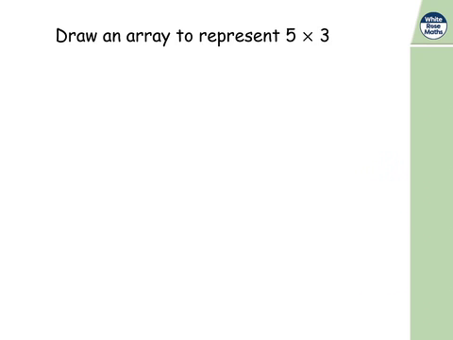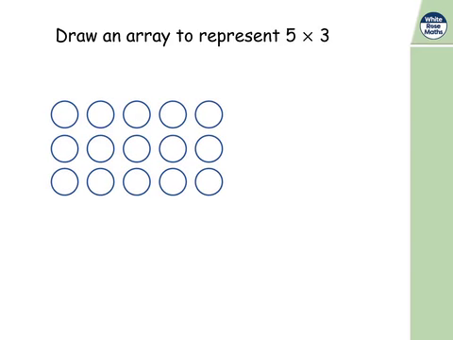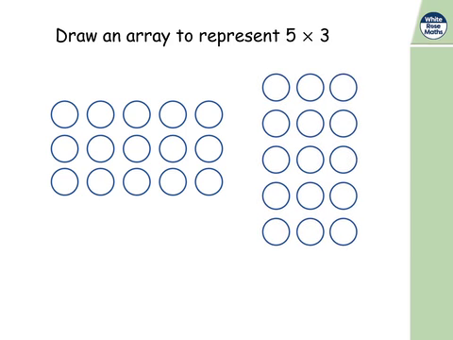Have a go at drawing an array to represent 5 times 3. Pause the video to have a go. How did you do? Did your array look something like this? With 5 in each row and 3 in each column? Or did it look something like this? With 3 in each row and 5 in each column?